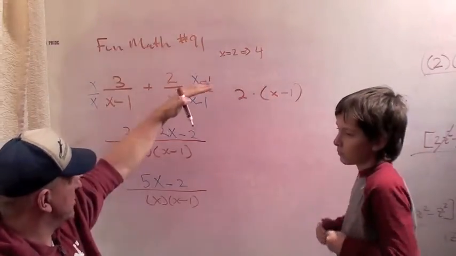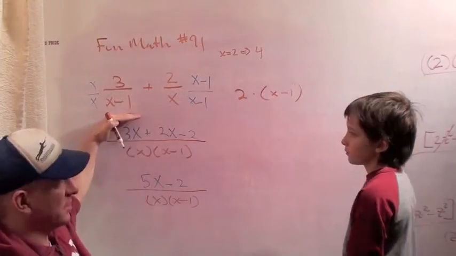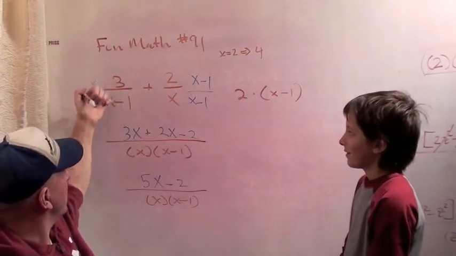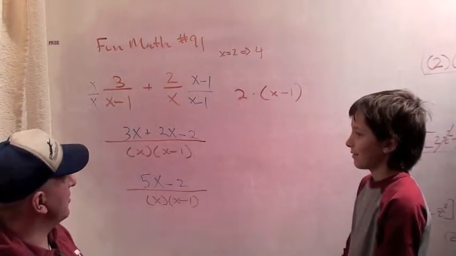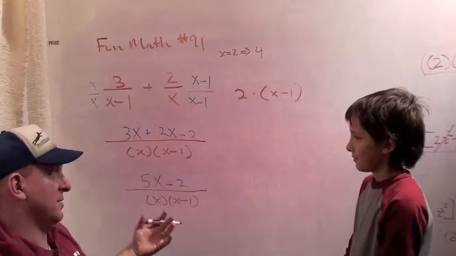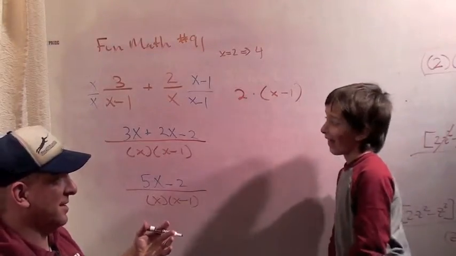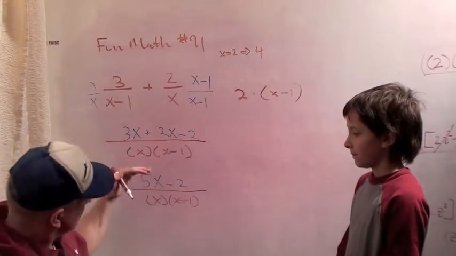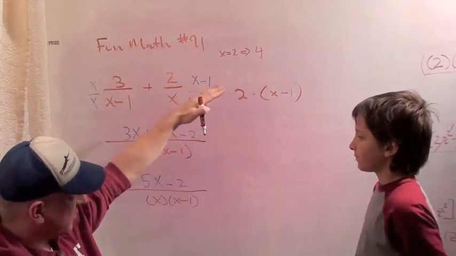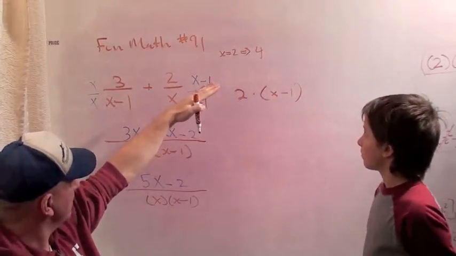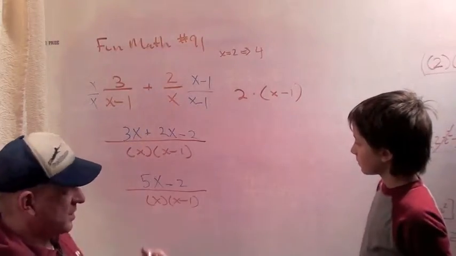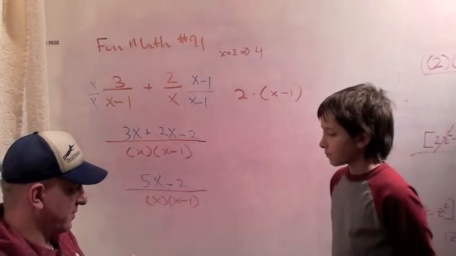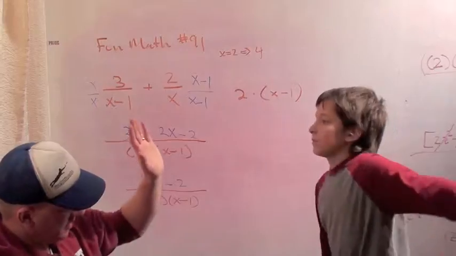Now, we picked 2, which was an easy number. It's better than picking a million, right? And saying, okay, now we got 3 over 999,999 plus 2 over a million. I don't know what that is. But we pick a nice easy number. Turned out in this case we got a nice easy answer of 4. And we did our arithmetic all the way through. Alright, good job.